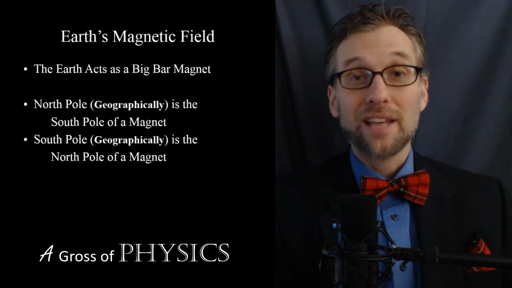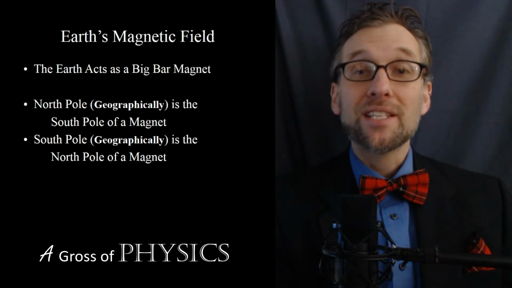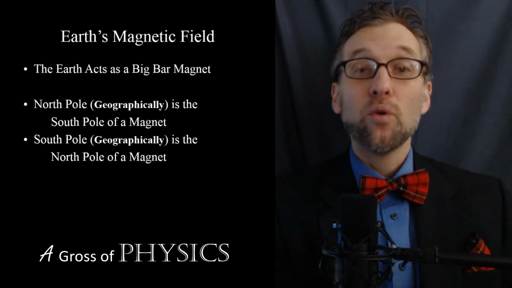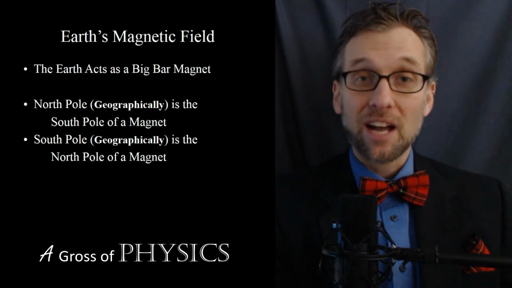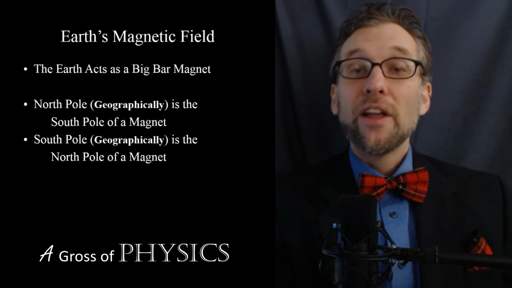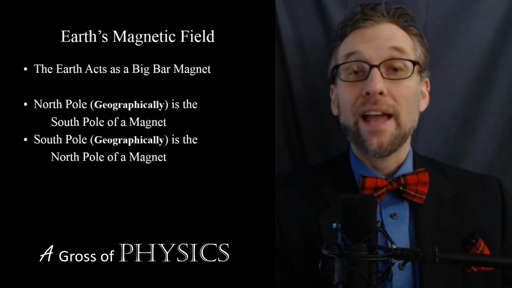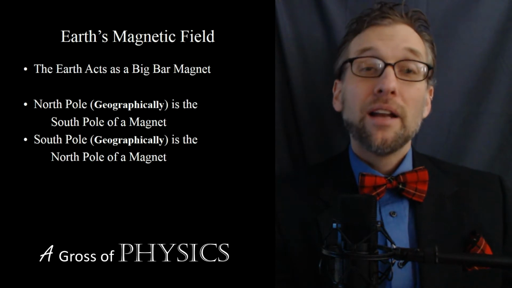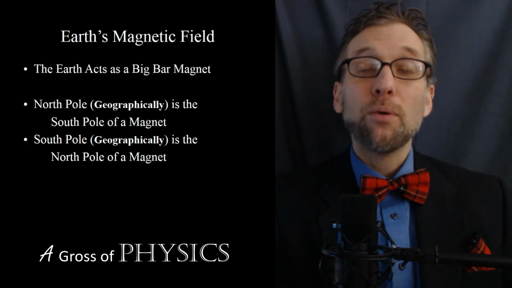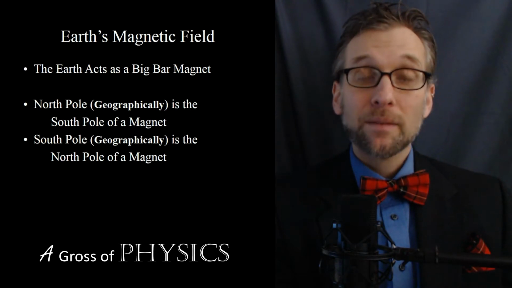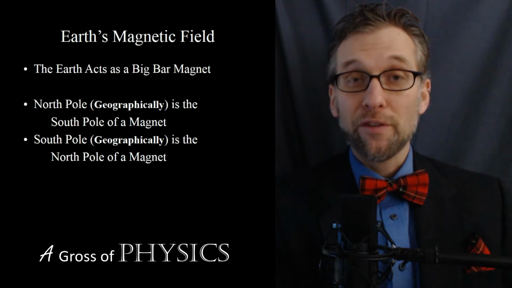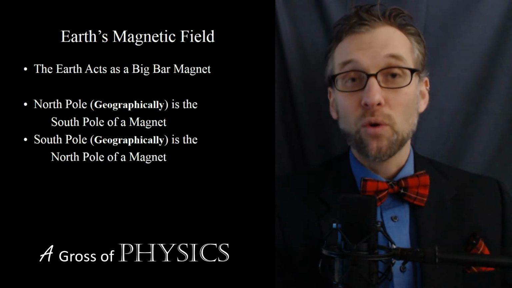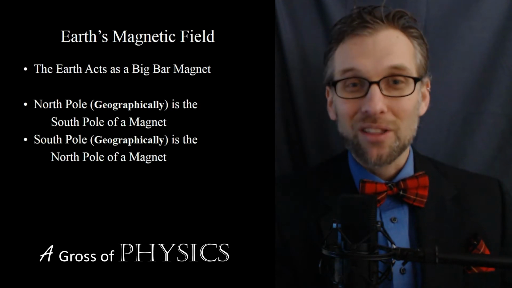However, magnetic north and south are actually the opposite. The South Pole of the bar magnet exists near the North Pole geographically, and the North Pole of the bar magnet exists near the South Pole geographically. They are not exactly at the same point as the geographic north and south poles, and we call that magnetic declination. Now, the way this works is the South Pole of the magnet exists near the North Pole geographically. So when you use a compass, the North Pole points towards geographic north, which is magnetic south.